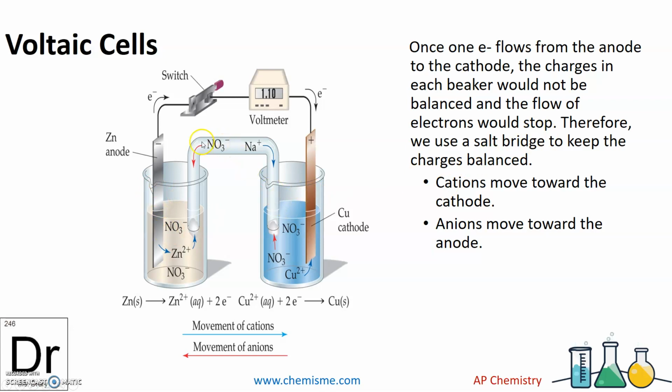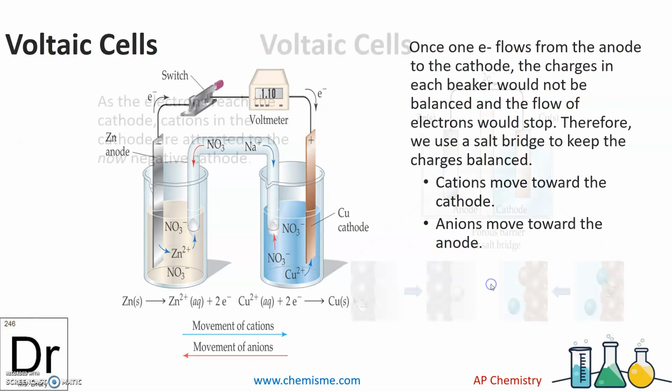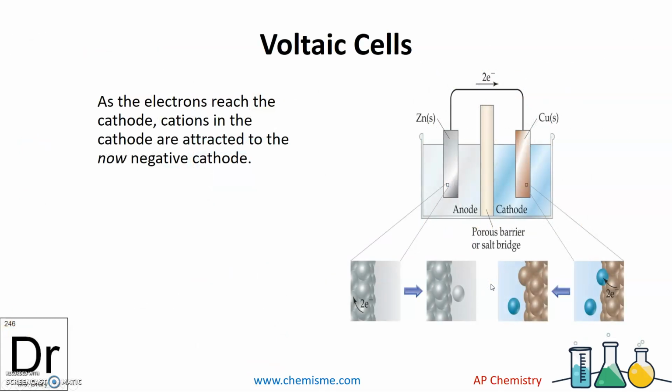What you'll notice is the anions go to the left side to push the electrons through, right? Negative hates negative. And the cations go to the cathode to keep that side positive. So cations to the cathode, anions to the anode. As the electrons reach the cathode, we said before that the cations in the solution are attracted to the now negative cathode, and they kind of force themselves on. So you're getting an increase in mass on the copper side.